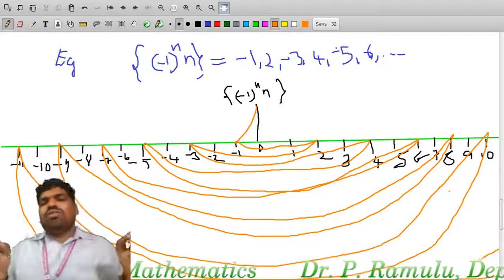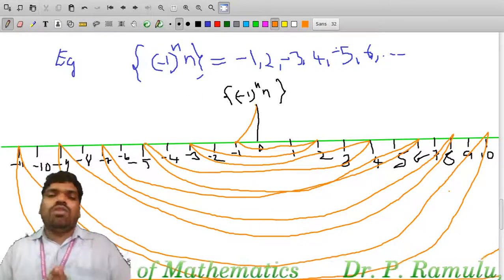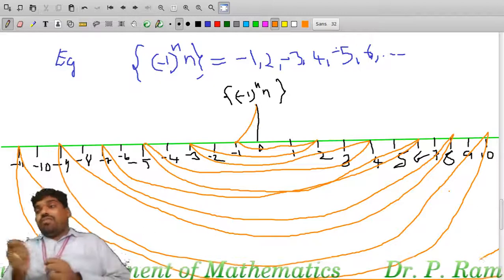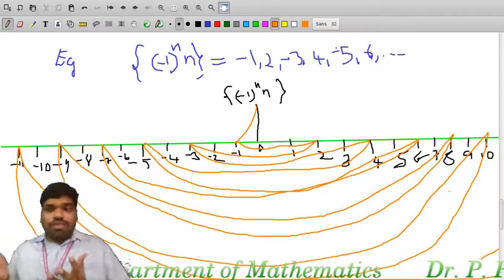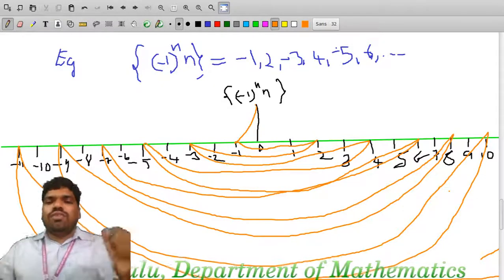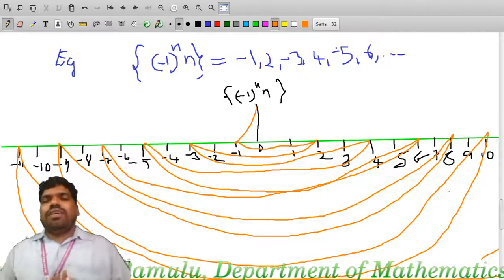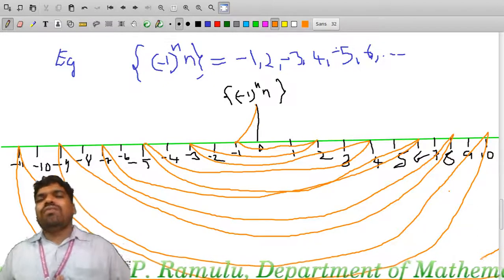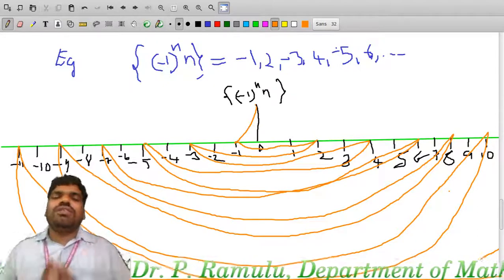It is not bounded, that means it doesn't have any upper bound or lower bound, and it neither converges, nor diverges to minus infinity, nor diverges to plus infinity. It is going to look like minus infinity, plus infinity, right? So it is moving like that, that's why this sequence is called an infinite oscillating sequence. This is a beautiful example.